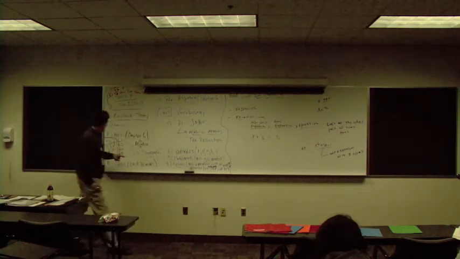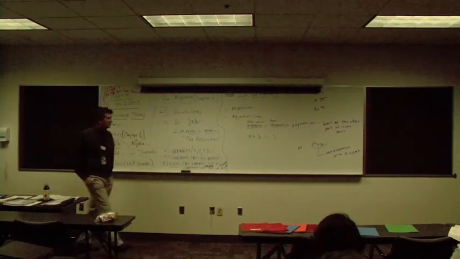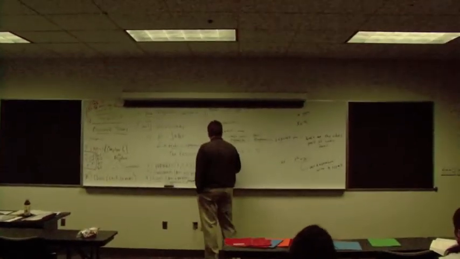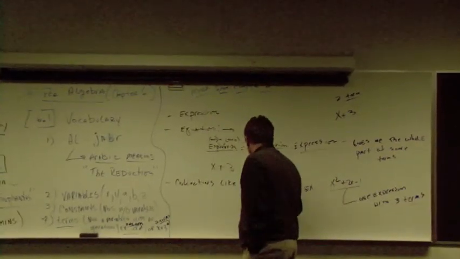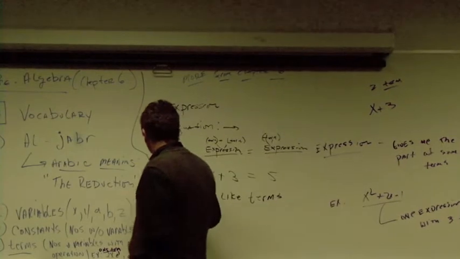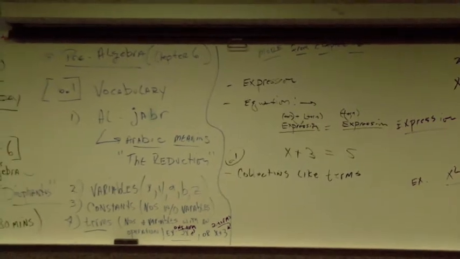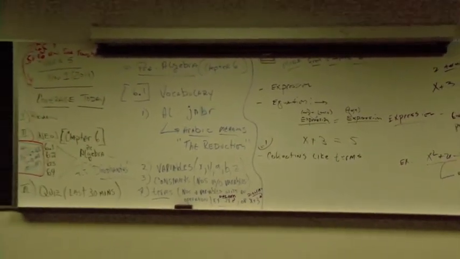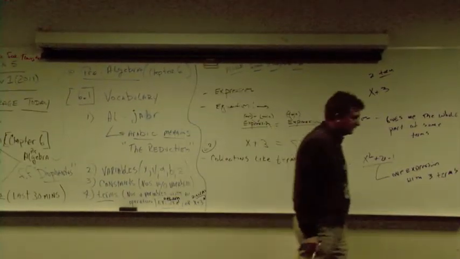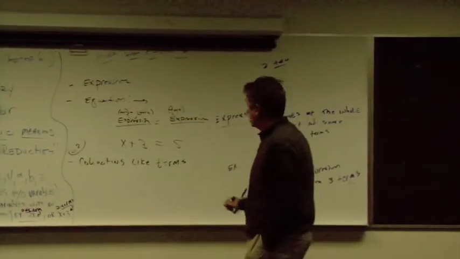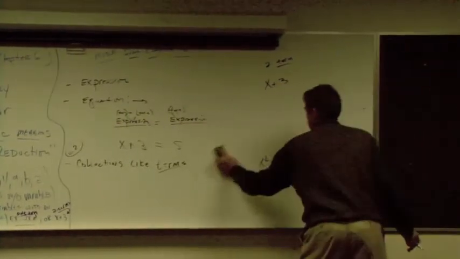Now I want to talk about, so that was here, 6.1. 6.2 talks about collecting like terms. This is, I think this is 6.1 still. Yeah, take that back, 6.2. Collecting like terms. Now we know what terms are finally, right? Kinda. Some idea of terminology.